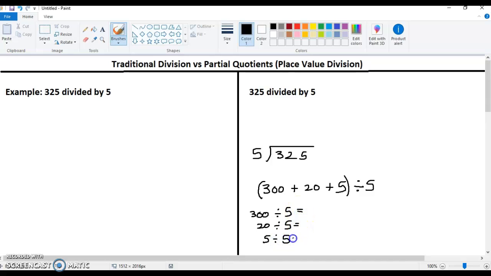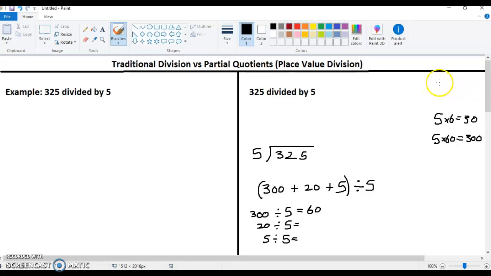And now it's just a matter of finding the relationship between the two numbers, like 300 divided by 5. Well, I know my multiplication facts. I know that 5 times 6 is going to equal 30. So if that's the case, then 5 times 60 has to equal 300. So I know that 300 divided by 5 is going to be 60 because 5 times 60 is going to be 300.